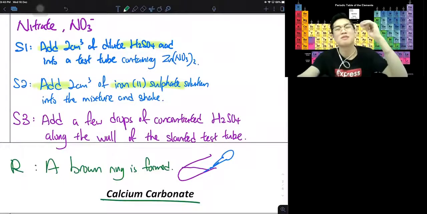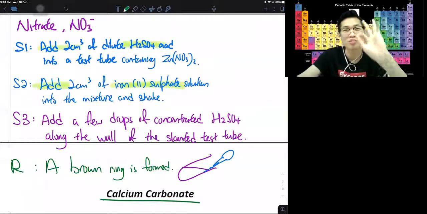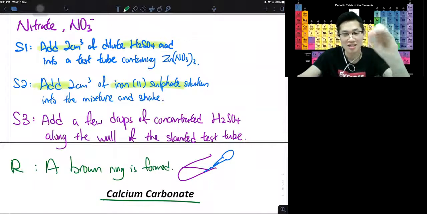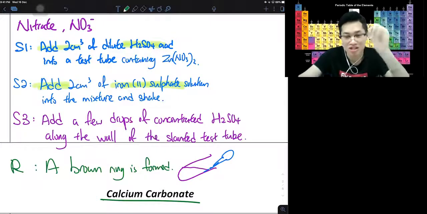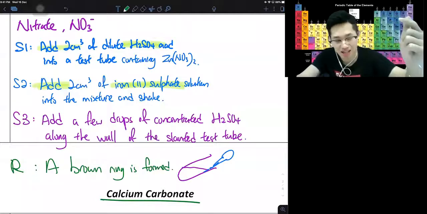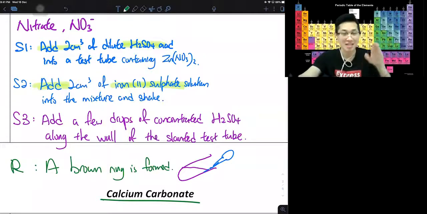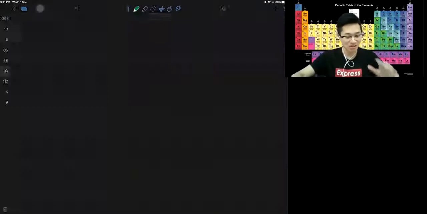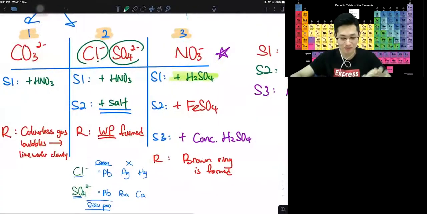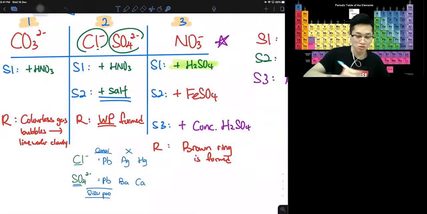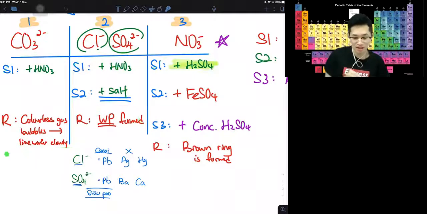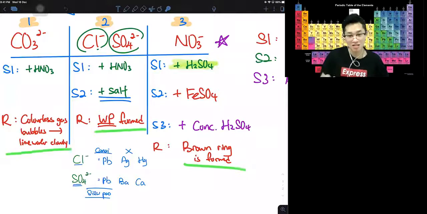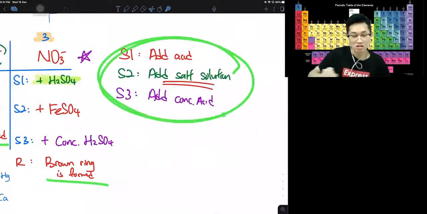Just like that. So always remember, got 3 levels. Start from carbonate, chloride, sulfate, nitrate. Add acid, first step. Add salt, second step. Third step, concentrated acid. Let us try one exam essay question. Yeah, now I think you all should have a picture of this thing already. Step 1, step 2, 2 steps, 3 steps. Brown ring, colors, gas bubble, white precipitate, brown ring. Add acid, salt solution, concentrated acid.